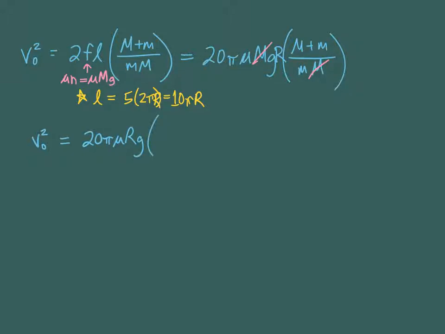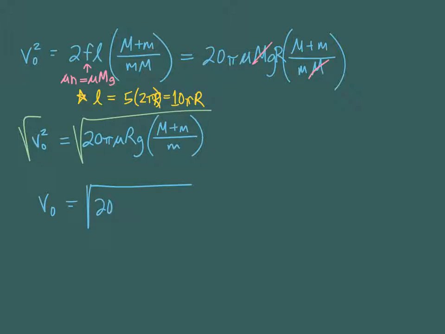times the sum of the masses over the little mass of the ring. Take the square root of both sides, and V naught equals the square root of all of that. Because nothing is squared in there, I could maybe pull a 4 out of the 20, but that really wouldn't do us much good.